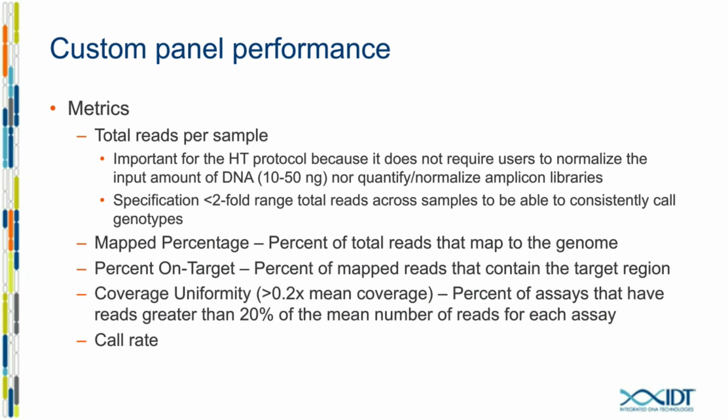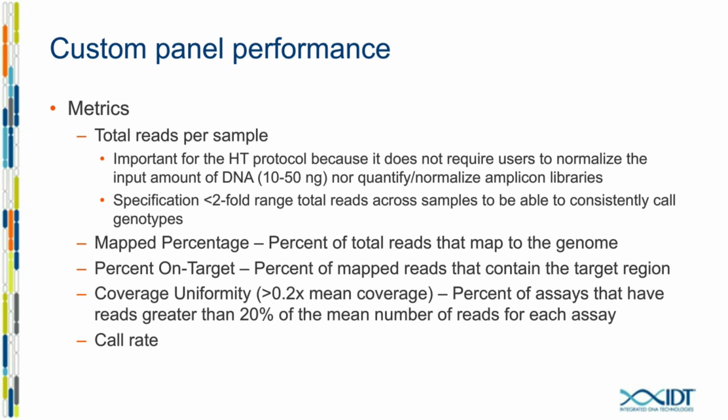I'm going to move on now and show you some data from some panels we've tested in-house. Before I do that, I just want to highlight some of the important metrics we considered when evaluating the performance of rhAmpSeq. This first metric, total reads per sample, specifically relates to the high throughput protocol, because we're not required to quantify our DNA input, as well as the DNA at the end. So, each individual sample at the end, but you're also not required to quantify your input. Because we don't quantify the input, there could be a scenario where one sample has more input than the other. So we still want to be able to call all of our samples' genotypes. So our specification for this is that as long as each sample is within a 2-fold range of reads, we can accurately call genotypes.